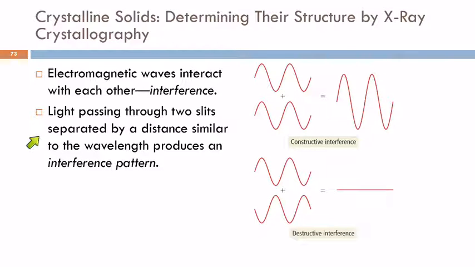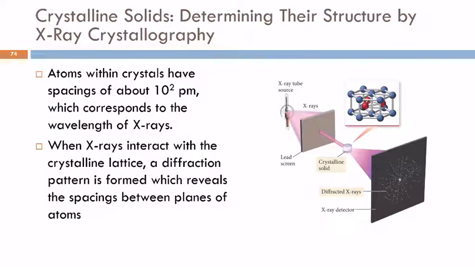So if we have light passing through two slits where the distance between the slits is similar to the wavelength, then we get this diffraction interference pattern caused by alternating constructive and destructive interference. So we can use that idea to determine the spacing between atoms within a crystalline solid. So in the crystals, the spacings of the atoms are on the order of 10 to the 2, or 100 picometers. And that corresponds to the wavelength of X-rays. X-rays are electromagnetic radiation. They just have a shorter wavelength, and so they're higher in energy.